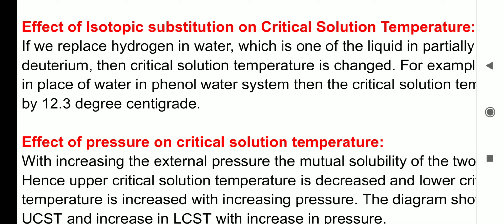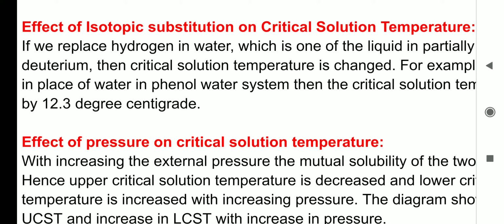So students, our today's topic is effect of isotopic substitution on critical solution temperature. The meaning of this topic is, what would be the impact of changing an isotope in a compound or in a liquid pair by another isotope.